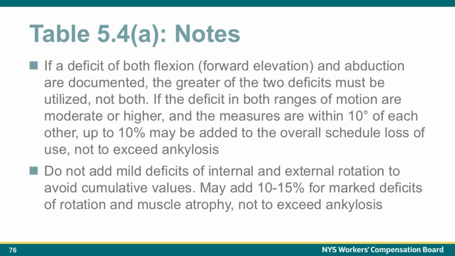Table 5.4a in the guidelines provides notes that contain additional instructions. If there are deficits in both flexion and abduction, the greater deficit must be used, not both. In this case, the greater deficit is flexion. A flexion deficit of 90 degrees falls into a moderate category, a 40% loss of use.